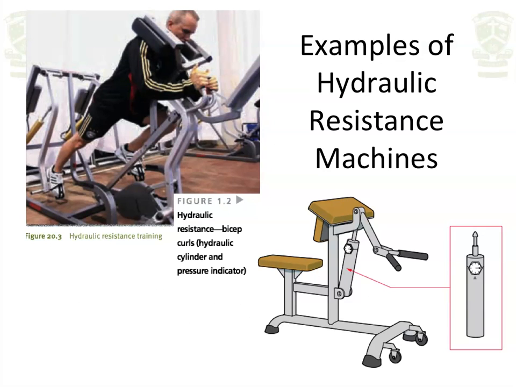Here's a couple of examples of hydraulic resistance machines. You can see here this bloke on the top left, he would be mimicking a running type action, moving his legs up and down. The resistance is coming from here. See these yellow things? That's the cylinders that we were talking about.